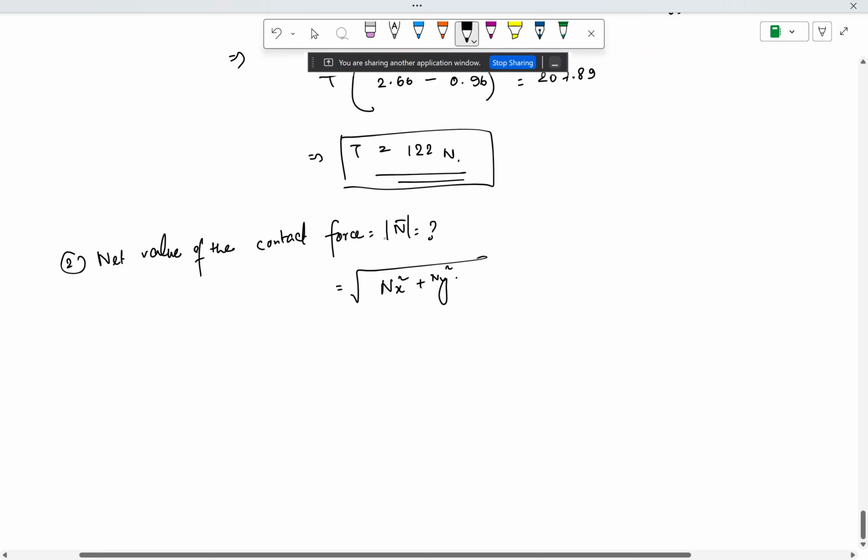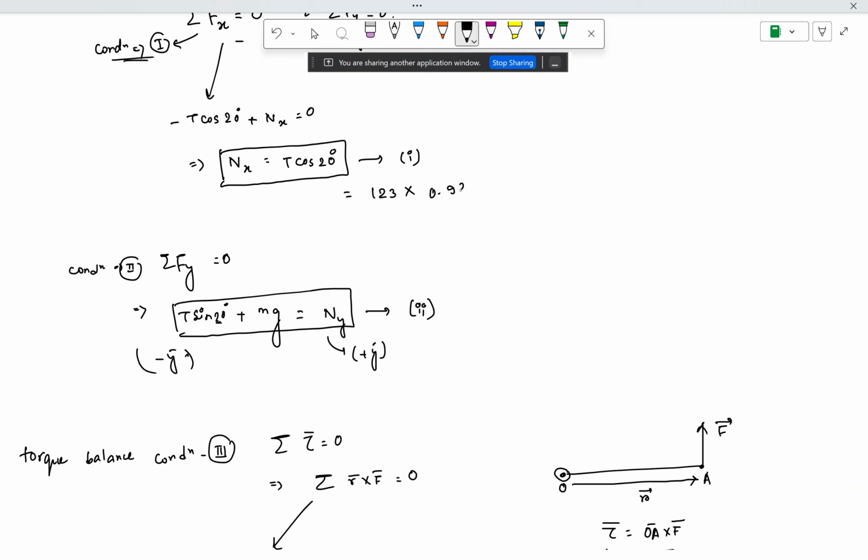So now we have to know Nx and Ny to get this. That we already have from the earlier equations. We have Nx equal to t cos 20 degree, where t is now 123 Newton. So 123 into cos 20 degree, which is 0.94. So 123 into 0.94 is equal to 115.62 Newton. So this is the force, the reaction force or the contact force that is acting here.